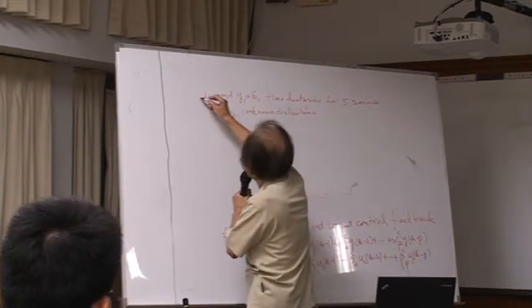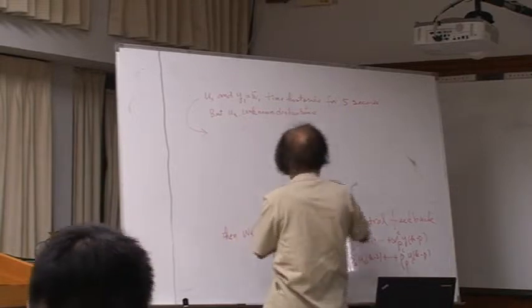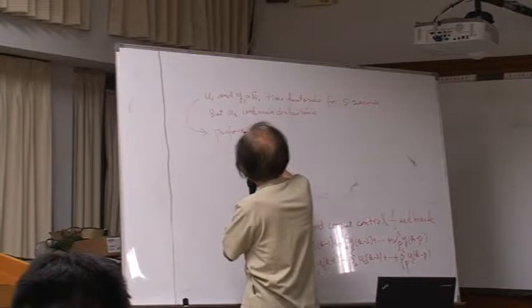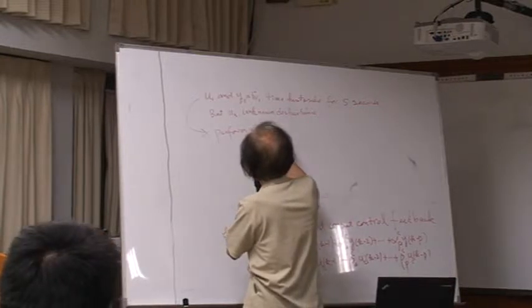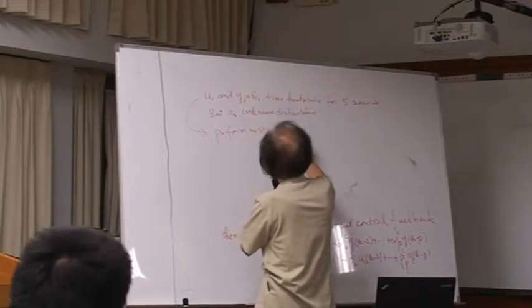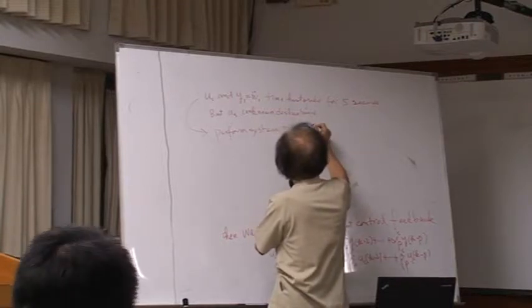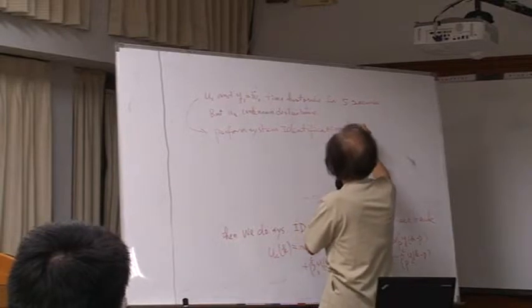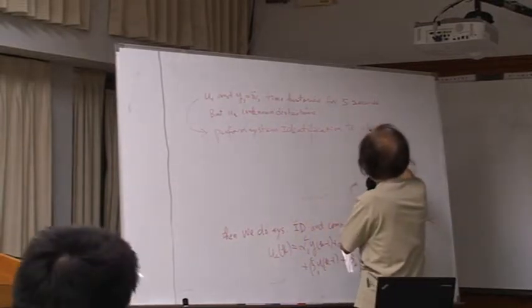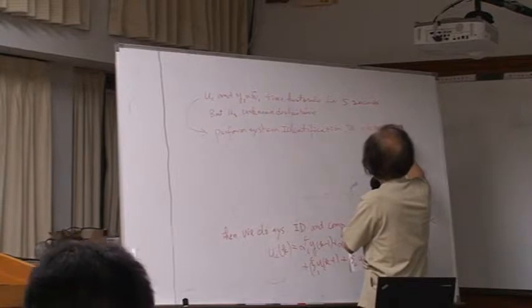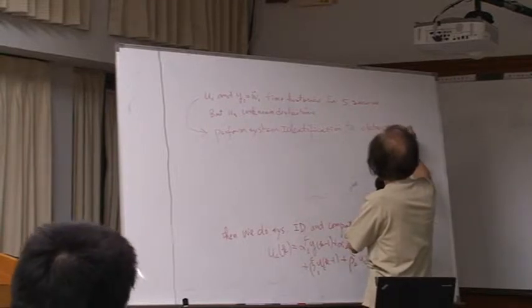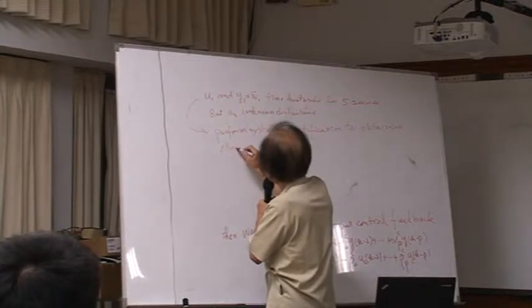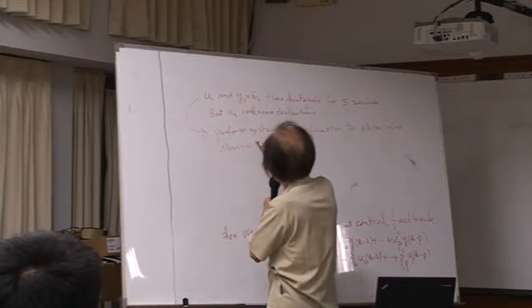Then from this U1 and Y1 we perform system identification to determine observer Markov parameters.